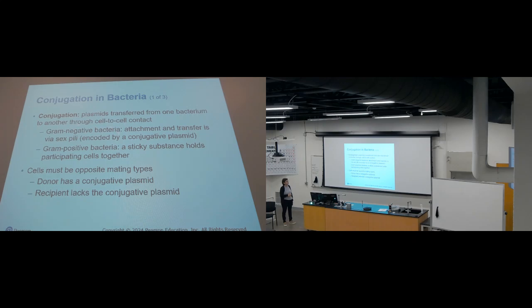And in gram-negatives, you have the sex pili. The bacteria that has this pili is an F plus, and it would transfer the plasmid to the F minus bacteria that doesn't have the pili. So in order to have this conjugation, you have to have opposite mating types: F plus with F minus, and you have to have one that has the conjugated plasmid and one that has the non-conjugated plasmid.